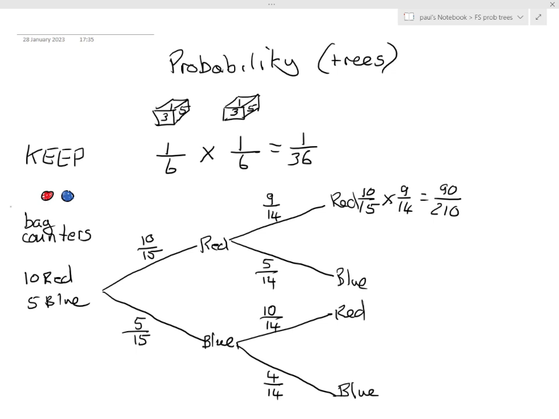So it's too easy to work out when it's all the same. It will be 10 out of 15, 10 out of 15, 5 out of 15, 10 out of 15, 5 out of 15, and so on. So this is much more interesting when the odds change.